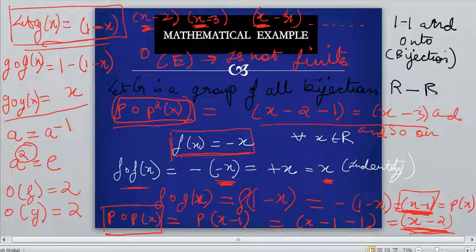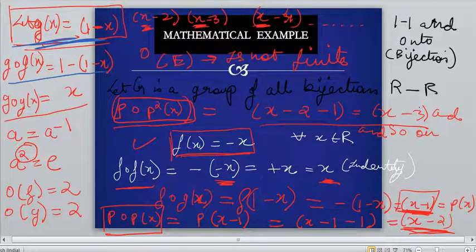Why? I will explain simply once again. I took a function on real numbers f of x. I did f of f and I found an identity element coming out. Then I took another function g of x, which is here. When I did g of g, again I got an identity element. Now what did I do? I combined both of them.